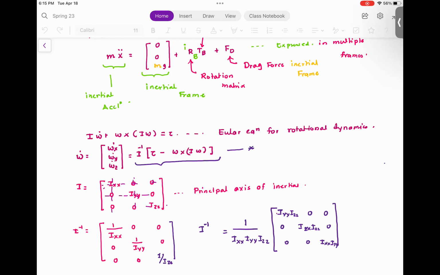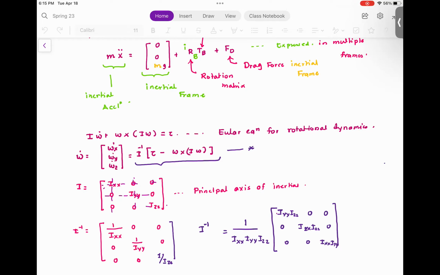As long as the moment is about the fixed point, or the torque is about the fixed point, and the torque vector, the radius vector and the angular momentum vector are perpendicular to each other, then basically tau is equal to I alpha, applied at the principal axis. So if you look at this equation, you have I omega dot plus omega cross I omega is equal to tau. This is Euler's equation for rotational dynamics.